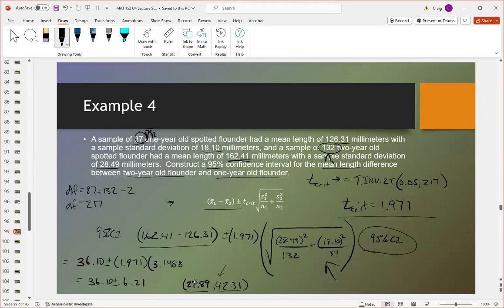We'll do more examples like this in the next few sections with proportions and with paired samples. Please let me know if you have any questions.